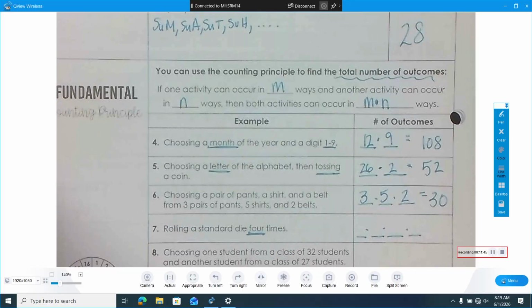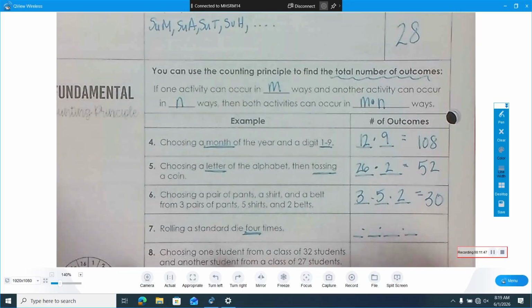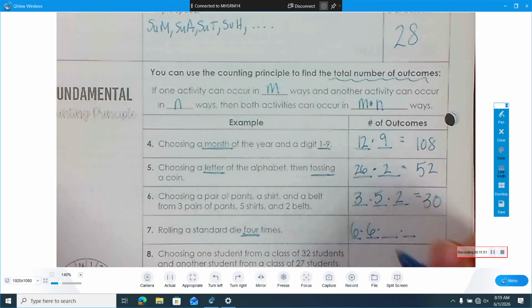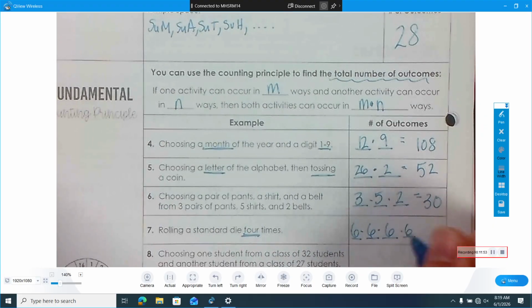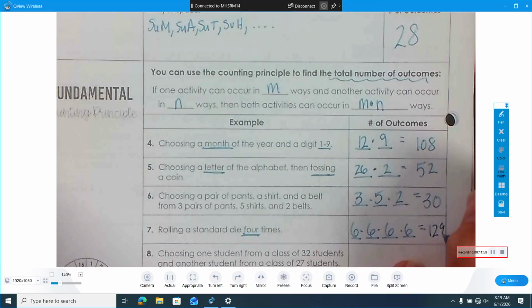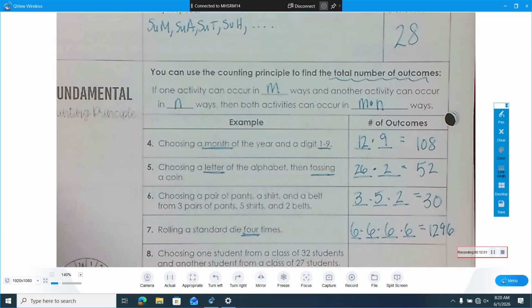So my little blank space here is the action. Yeah, and 6 each time. Rolling a die, 6 outcomes, 6 outcomes, 6 possibilities, and 6 possibilities, which is 6 to the 4th, which is 1296. Okay.